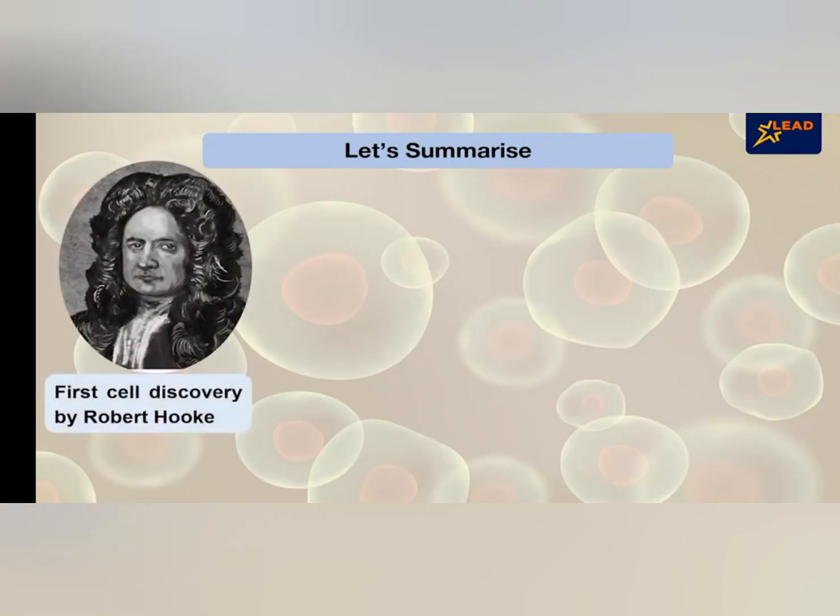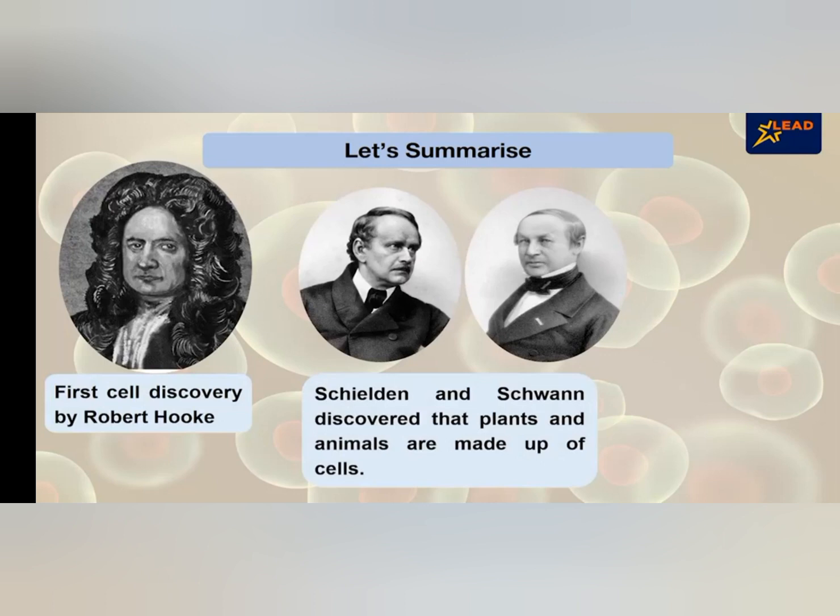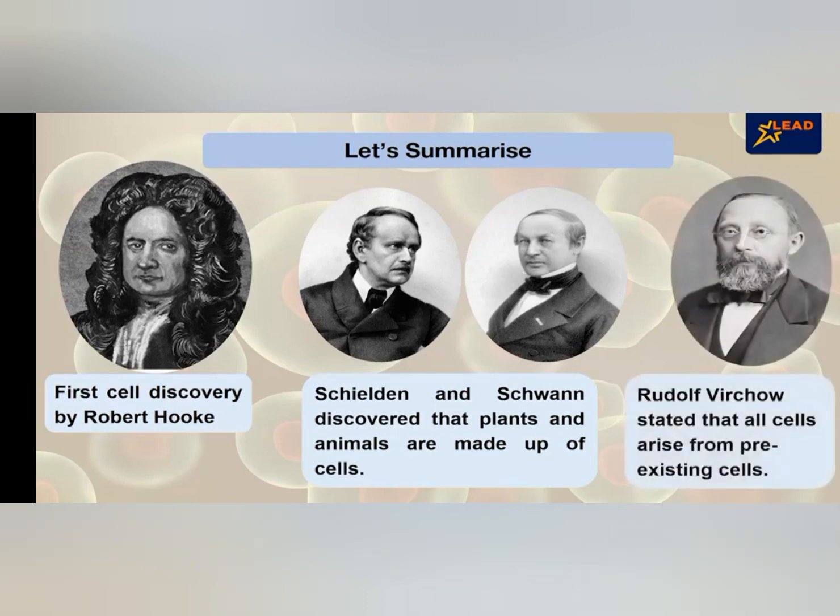To summarize, the first cell was discovered by Robert Hooke in 1665, and much later, in 1838 and 1839, scientists Schleiden and Schwann discovered that plants and animals are made up of cells. Later, in 1855, Rudolf Virchow stated that all cells arise from pre-existing cells. These scientists put their learning together and proposed a cell theory.